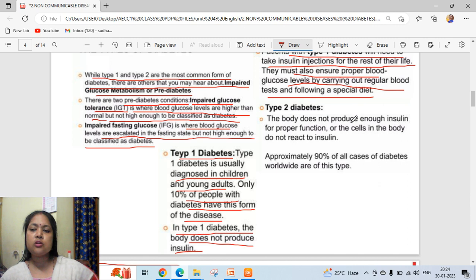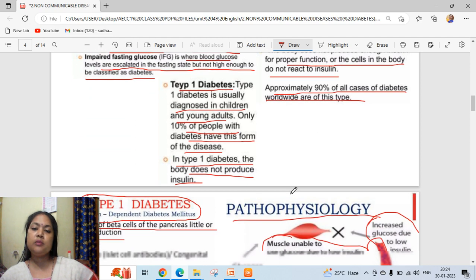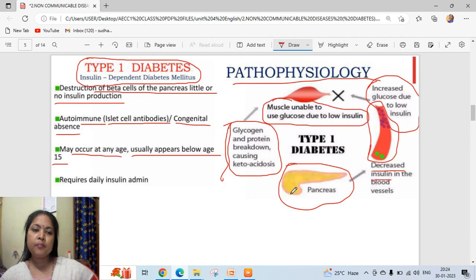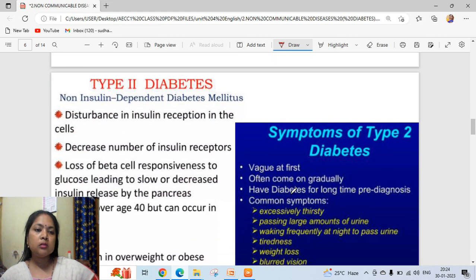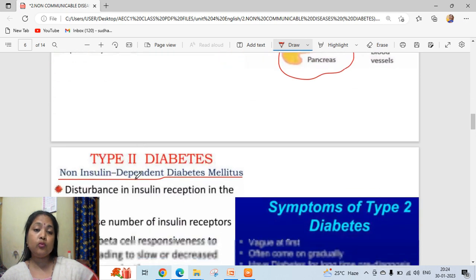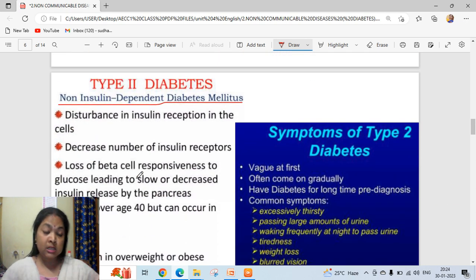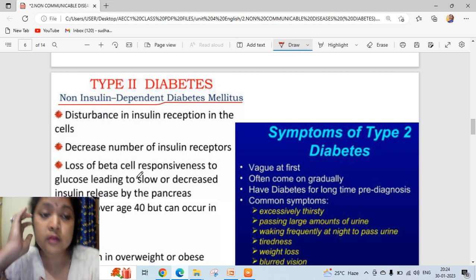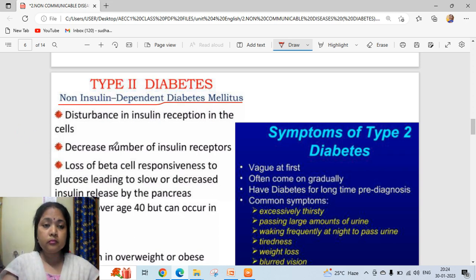So the body does not produce enough insulin for proper function, or the cells in the body do not react to insulin. Approximately 90% of all cases of diabetes worldwide are of this type. Which type? Type 2. Okay. And this is non-insulin dependent diabetes mellitus. Type 1 is insulin dependent, but type 2 is insulin independent. Means non-insulin dependent means insulin independent.